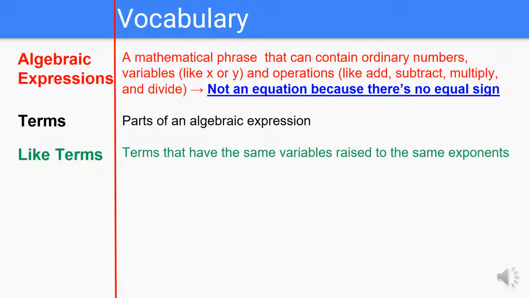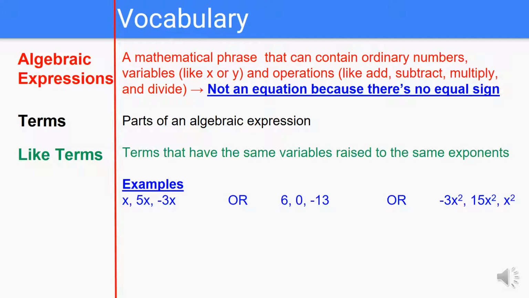Okay, we've got like terms. Those are the terms that have the same variables raised to the same exponent or the same power. Here are some examples. We've got x, 5x, negative 3x. They're all like terms. Or we've got some regular numbers, I'd call them: 6, 0, negative 13. Technically, they would be called constants, but yes, those are like terms. Or we've got not just regular x's, but x squareds, x to the second powers. That's negative 3x squared, 15x squared, or just x squared.